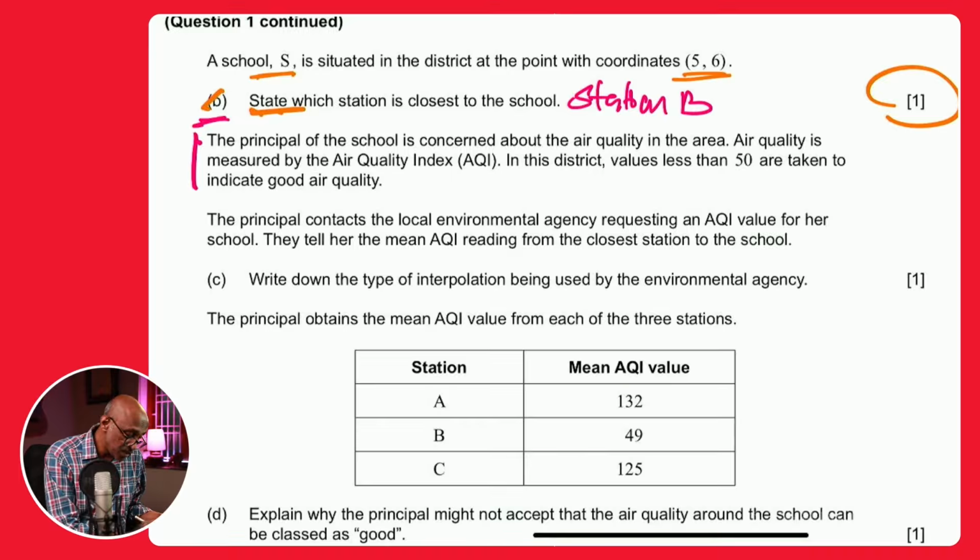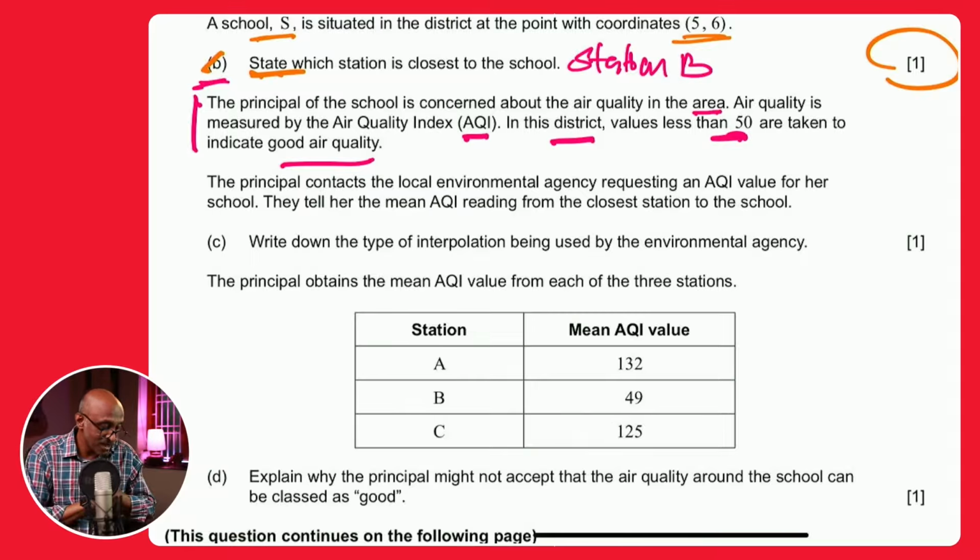The principal of the school is concerned about the air quality index in the area. Air quality is measured by the air quality index in this district. Values less than 50, now that's important, anything less than 50 are taken to indicate good air quality. So it's measuring the pollution level. If that index is 50 or more, then it's not good. So if it's good, it has to be less than 50. How it's measured, don't ask me. I don't know how this is all measured.